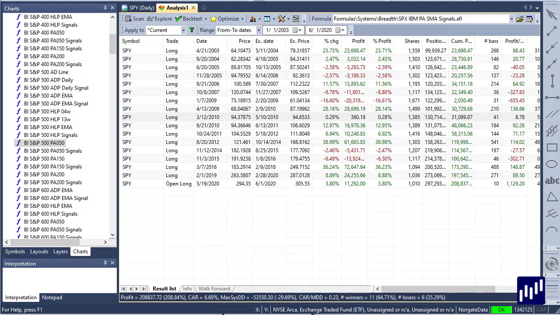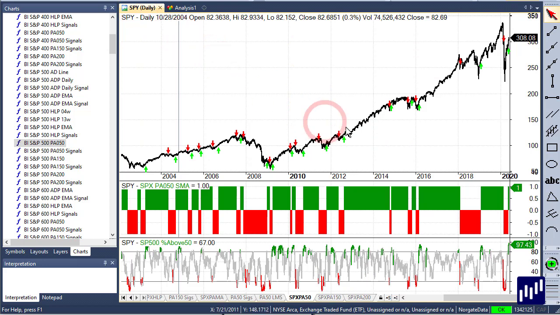So let's see how it looks on the chart. There are a lot of signals, and there are going to be some whipsaws or shorter signals. But you can see it does catch some of the big trends, and you were out during the bear market of 2008, and you caught some big uptrends along the way.